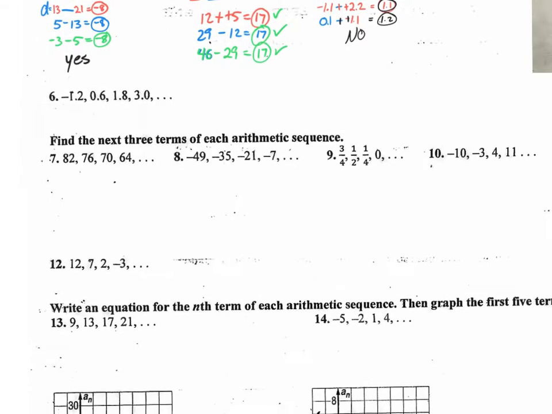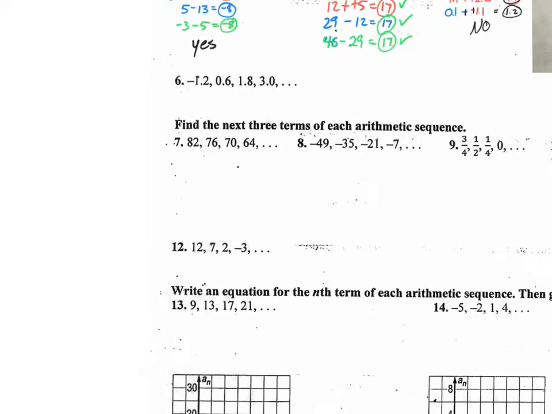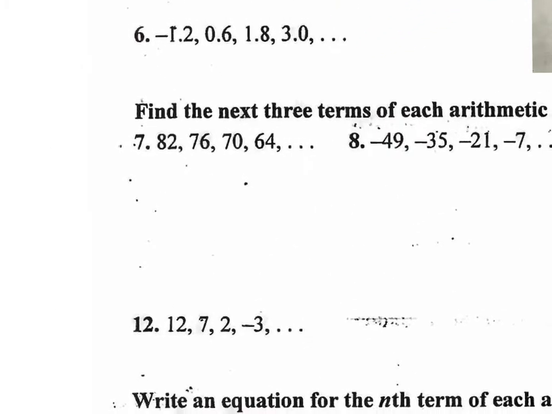Now down here it says find the next 3 terms of each arithmetic sequence. So pick one. 7? 8? Let's go with 7.